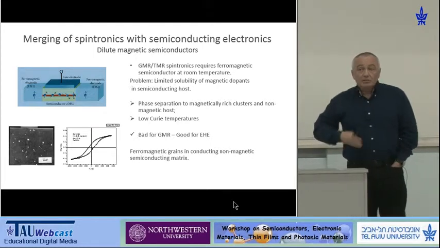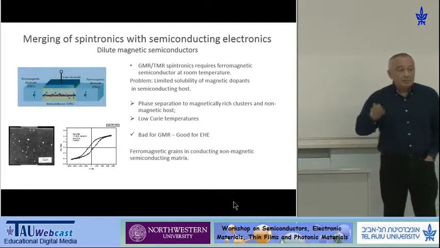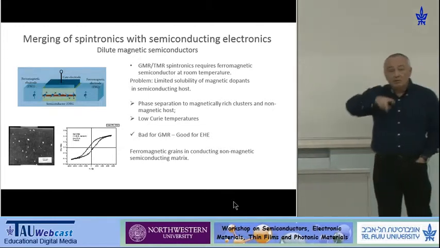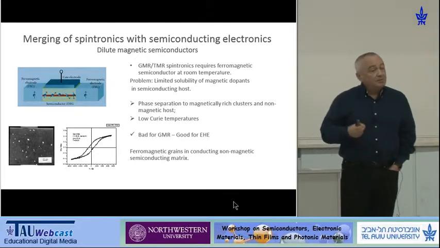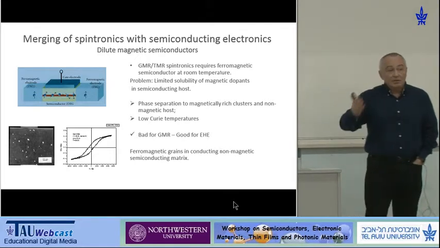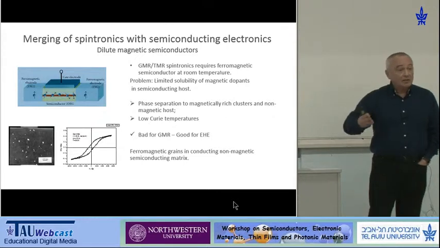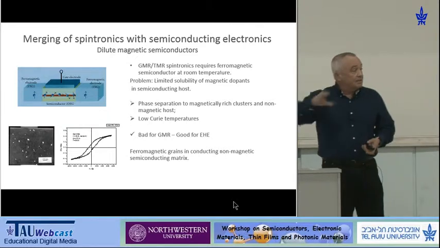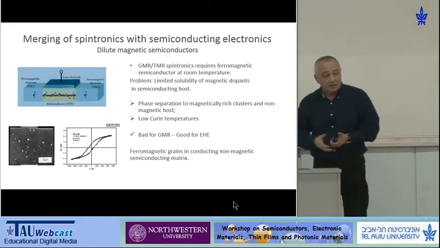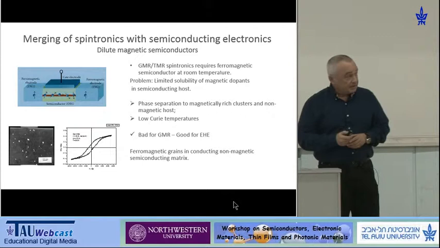Okay? And that's why, in fact, one can argue, when people see some kind of hysteresis response by measuring this type of material, does it mean that the material is indeed a homogeneous bulk ferromagnet? Or does it mean that you have ferromagnetic clusters sitting within the matrix, and these are the clusters that generate the entire signal?